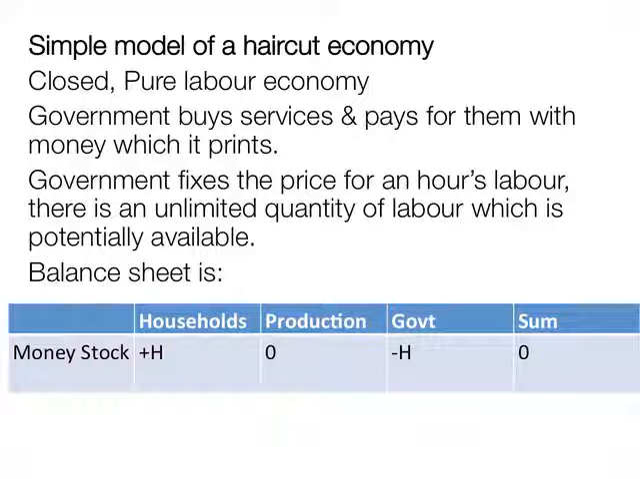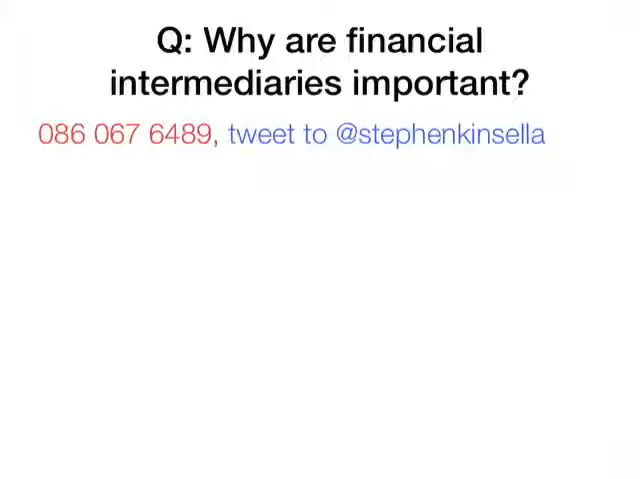So the government, let's just say, all haircuts are done by the state. State-sponsored haircuts. You rock in, you get your haircut once a month, whatever, and it's all good. The government buys the services of the barbers, pays for them from money which it prints. It fixes the price for an hour's labor, and let's just say there's loads of barbers in the world. Here's the balance sheet. Households plus H, government minus H. Sum zero. My point is, you can have a ridiculously simple economy like that one, or a very complicated economy like this one. It can scale.